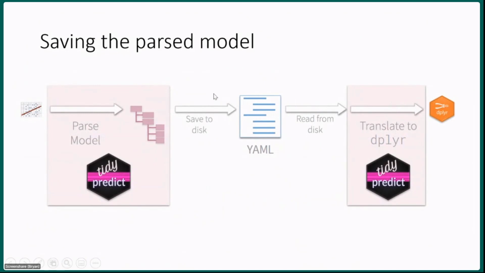One cool thing about this too is that it can get saved as a YAML object. What this actually means is that you can build models not just in R, you can build a Python model. If you save it in this YAML object, you can then have TidyPredict call that model that was created in Python and build the SQL statement for getting predictions based off of that.